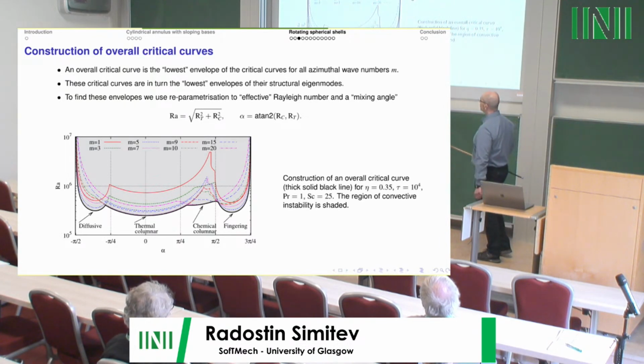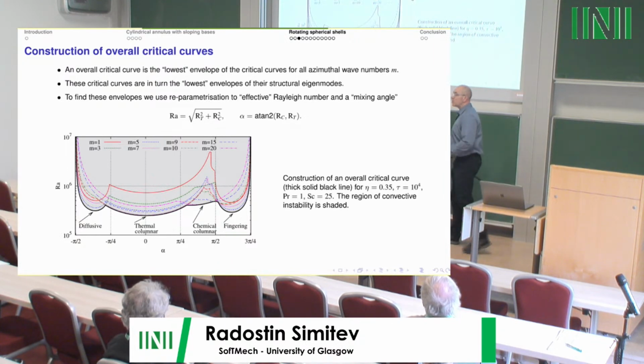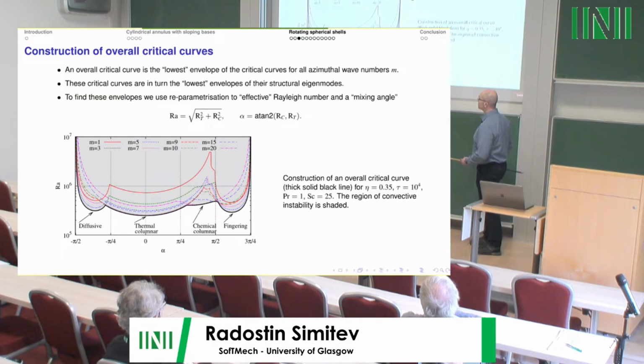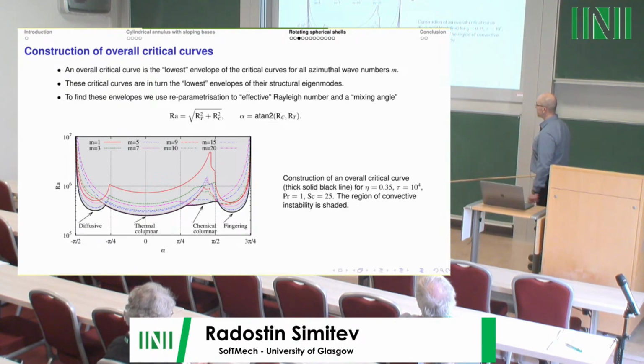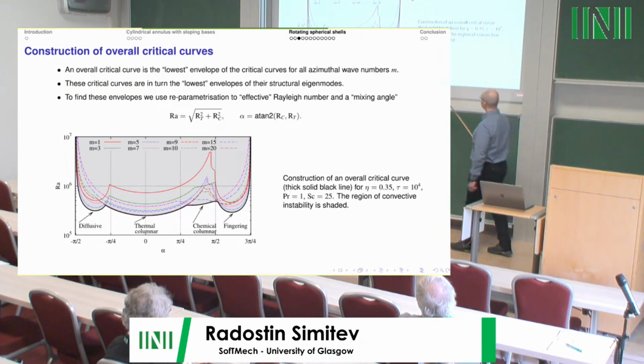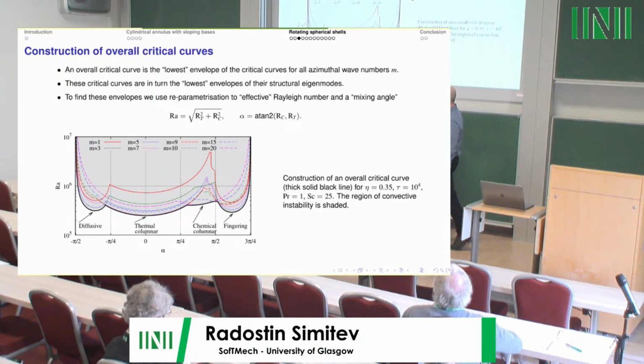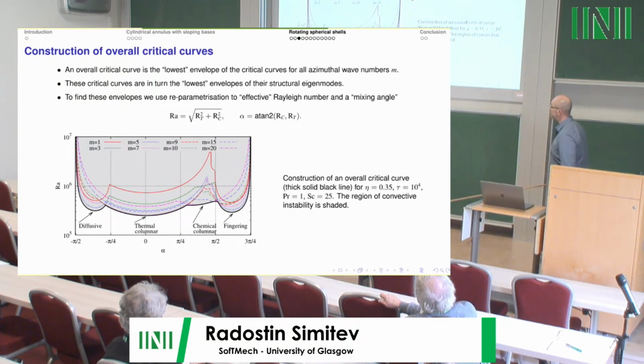And when we do it, the advantage is that in terms of the mixing angle, the critical curves become single valued, so one can then find a lowest envelope. And so this is a picture for some fixed values of the parameters, of how different modes and their structural eigenmodes compete to form the black curve, which is the overall critical curve in that case.